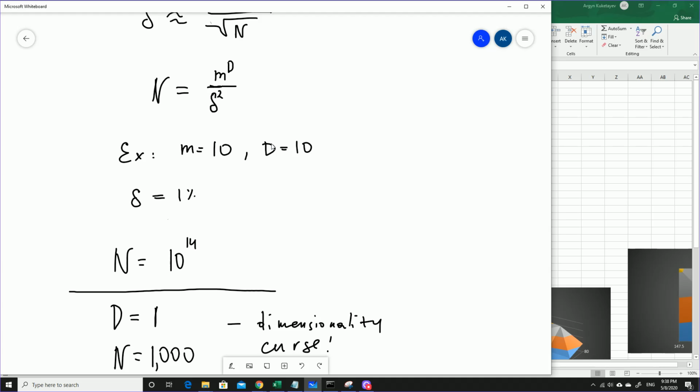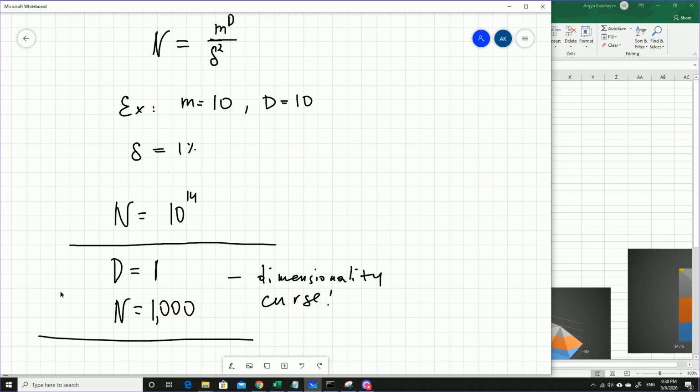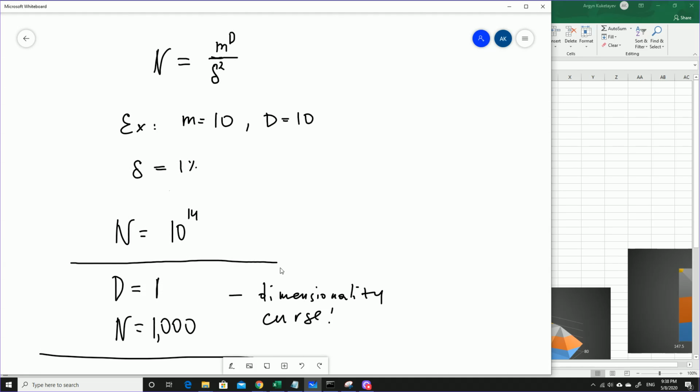But if I just increase the number of variables, I still have the same grid, 10 cells on each axis, but now I have 10 variables. All of a sudden, look at what's going to happen, right? The sample size requirement explodes, and that's in statistics, and also in machine learning. This phenomenon is called the curse of dimensionality.